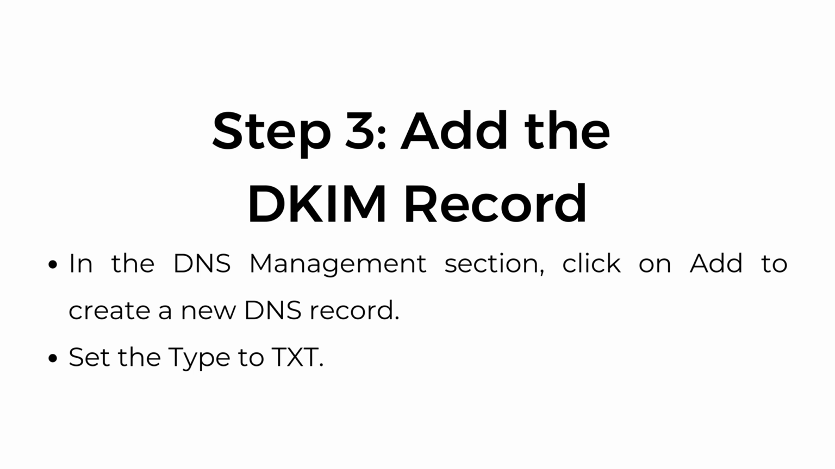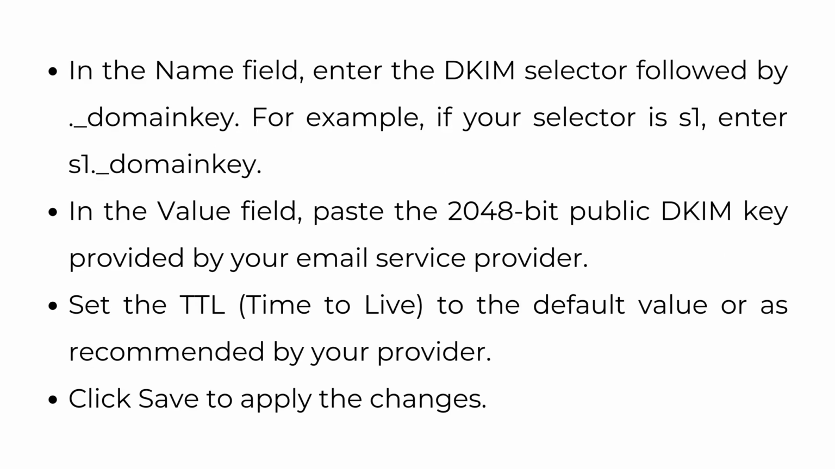In the DNS management section, click on Add to create a new DNS record. Set the type to TXT. In the name field, enter the DKIM selector followed by a period and _domainkey. For example, if your selector is s1, enter s1._domainkey. In the value field, paste the 2048-bit public DKIM key provided by your email service provider. Set the TTL (time to live) to the default value or as recommended by your provider. Click Save to apply the changes.